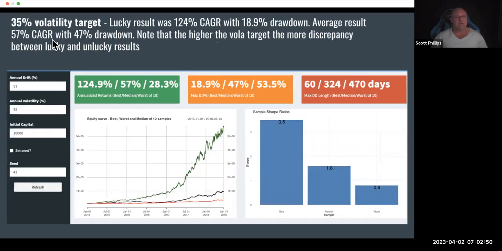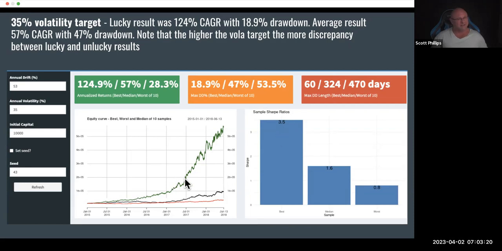Luck is a thing. At a 35% volatility target, which I would consider the standard for this type of investment for most people, our lucky result is 124%. That's amazing. And look at this, it's got almost no drawdowns. You just got a dream run. Your biggest drawdown was 18.9%. Who wants 125% a year with under 20% drawdowns? Everyone. That's a 3.5 Sharpe ratio. That's better than anyone in the history of anything.